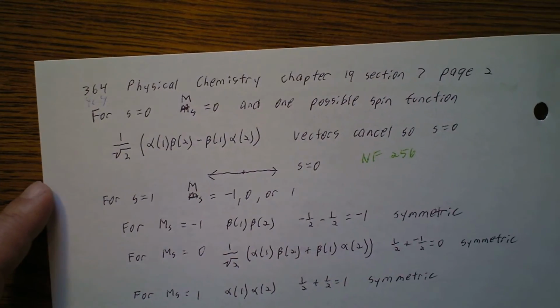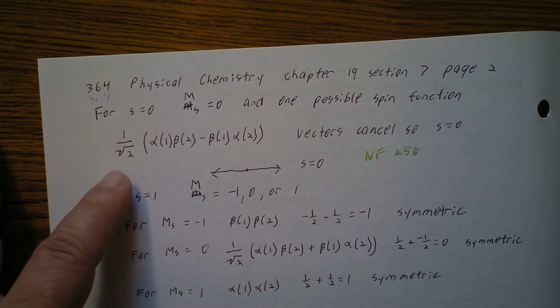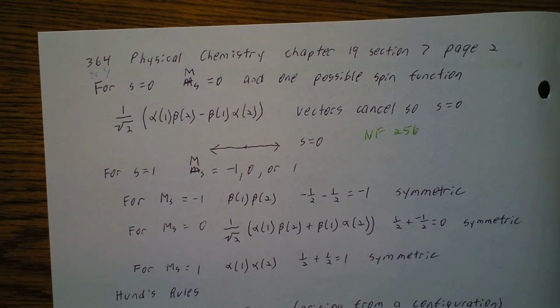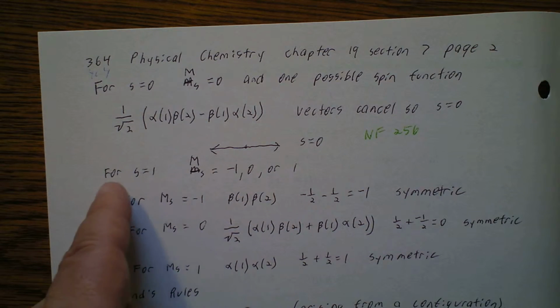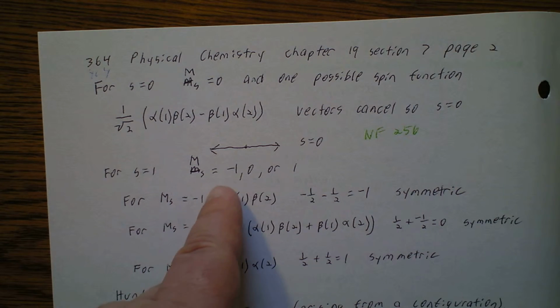So for S equal to 0, M is equal to 0, and there's only one possible spin function. That's 1 over the square root of 2 times alpha 1 beta 2 minus beta 1 alpha 2. So the vectors cancel, so they're equal to 0. So that's for S equal to 0. So for S equals 1, we get M is equal to minus 1, 0, or 1.